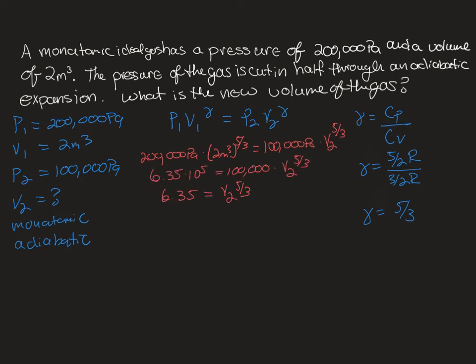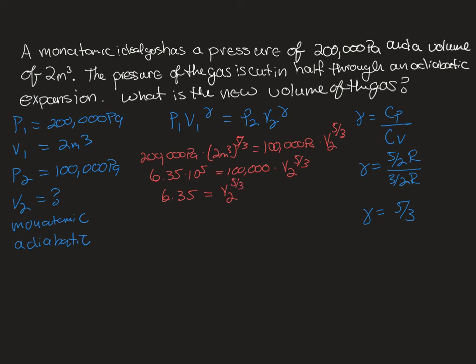Alright, so I've taken the 200,000 times 2 raised to the 5 divided by 3, and remember only the volume is raised to the adiabatic index. The pressure is still raised to that understood first power. That gave me the 6.35 times 10 to the 5, and then I divided that by 100,000 to get 6.35. So now I need to get rid of this 5/3. So let me write that a little bit better.